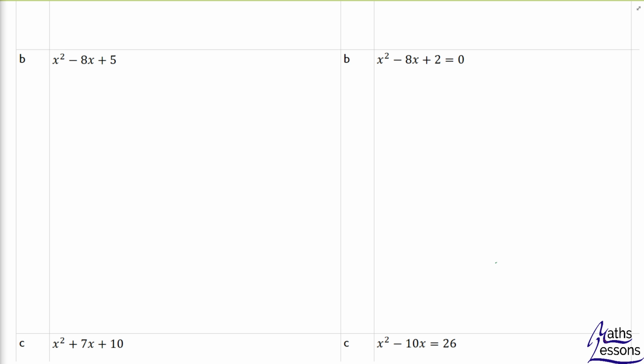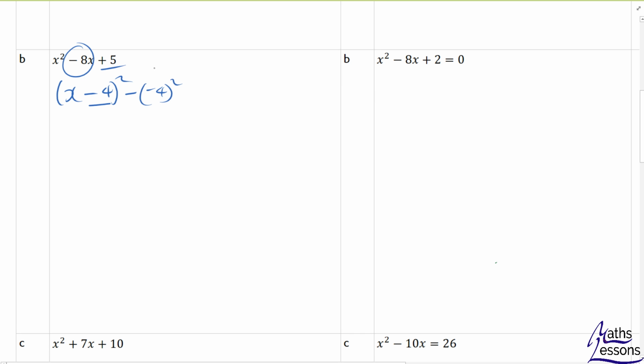Right, let's have a look at this. So I'm just going to look at it with the rote method first. So if you remember what I said, we are just going to halve that value straight away. So we get x minus 4 squared. Then I'm going to take away this thing squared. And then just add that on the end. Okay. And if I do that, minus 4 squared is 16. Minus 16 plus 5 will give me minus 11.